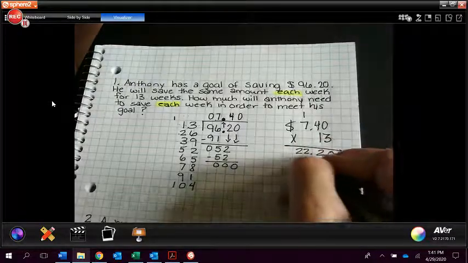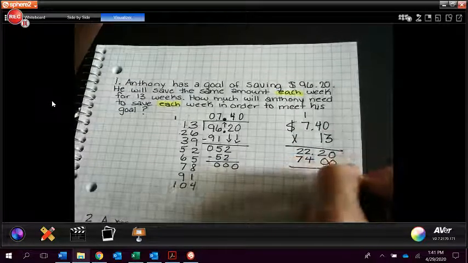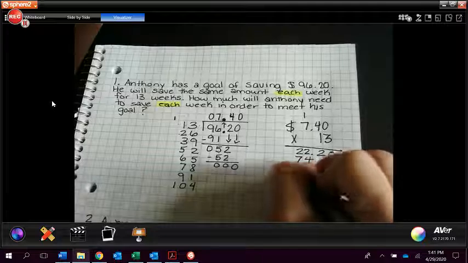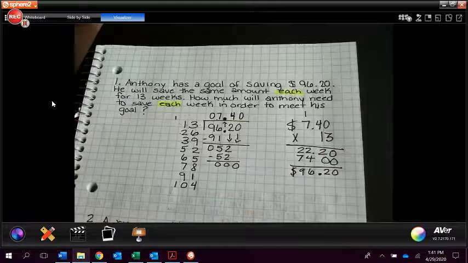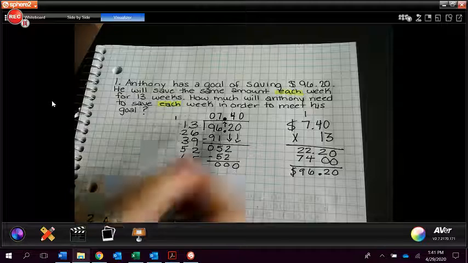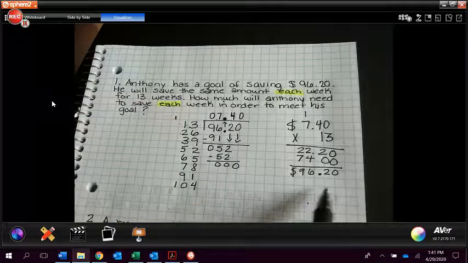4 times 1 is 4. 7 times 1 is 7. And then we add. And it gave us 96.20. So we know we got the right answer. So we always know that when we divide, we can multiply. This is just a great strategy for you to check your work.